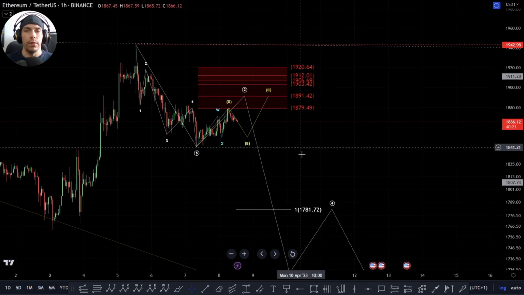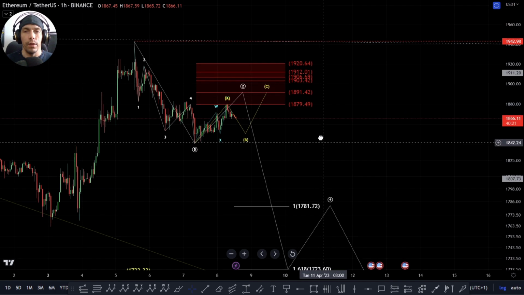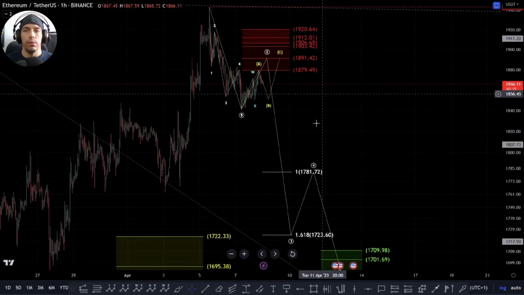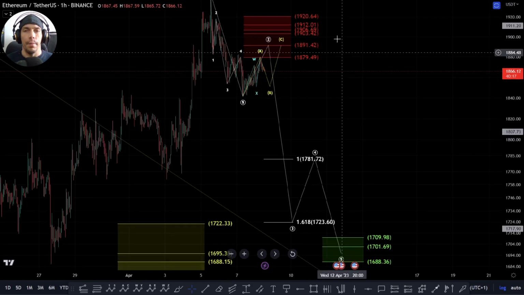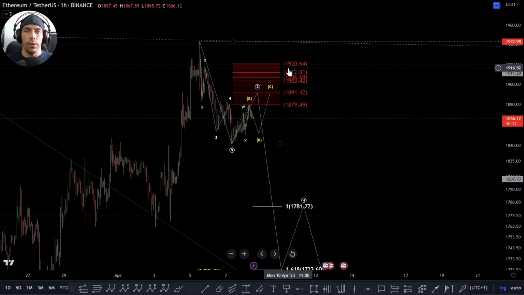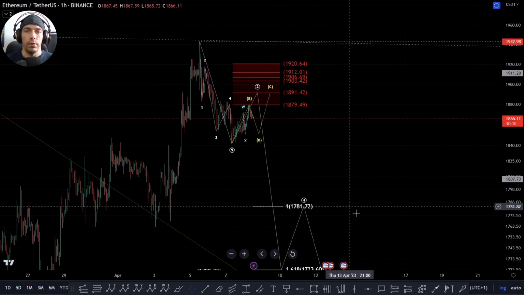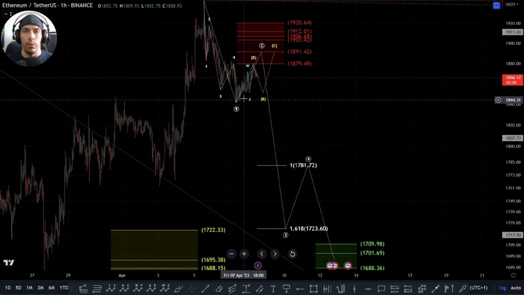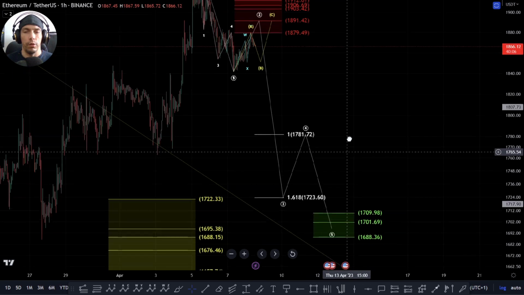But we would really need to get above this 1920 to this 1877 region. Failing to do so would make it less likely that we're going to see that continuation up. If we fail to break 1920 and we get rejected off of here, this could be an indication that we have a 1, 2, and then we're breaking down for a bigger third wave.